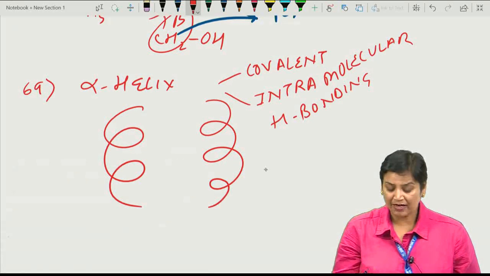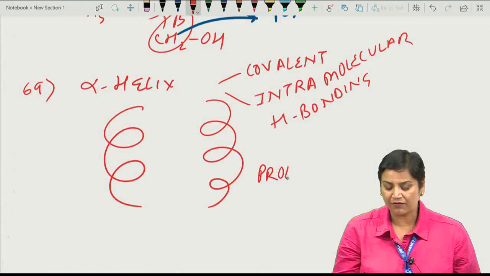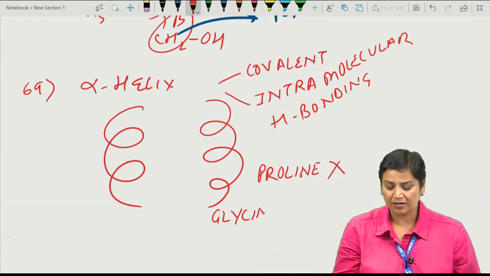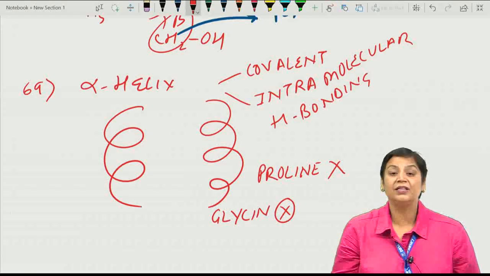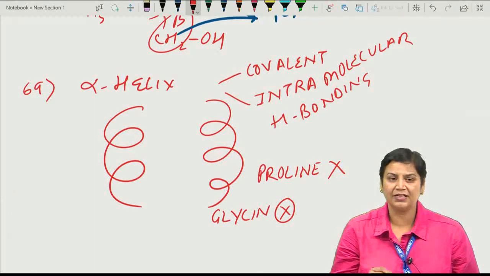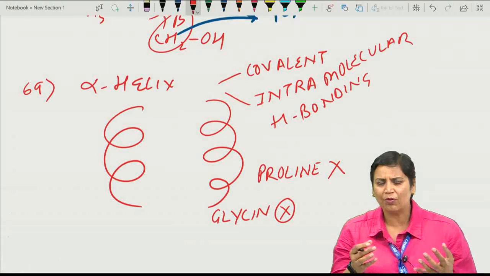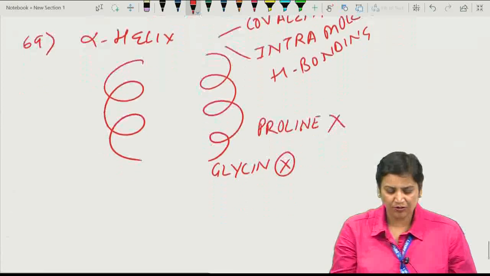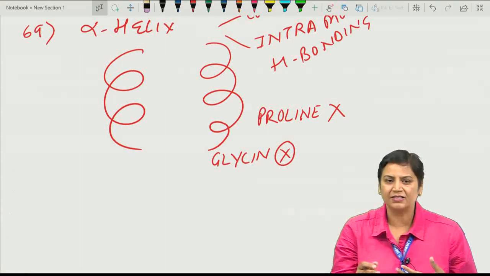Major points about alpha helices: proline is never found in an alpha helix. Second, if glycine is found, it is again going to disrupt the alpha helix. The reason behind this is that it is the simplest one, it has only an alpha carbon atom, so bonding with other amino acids would be a little bit difficult. So in the alpha helix the answer is glycine.